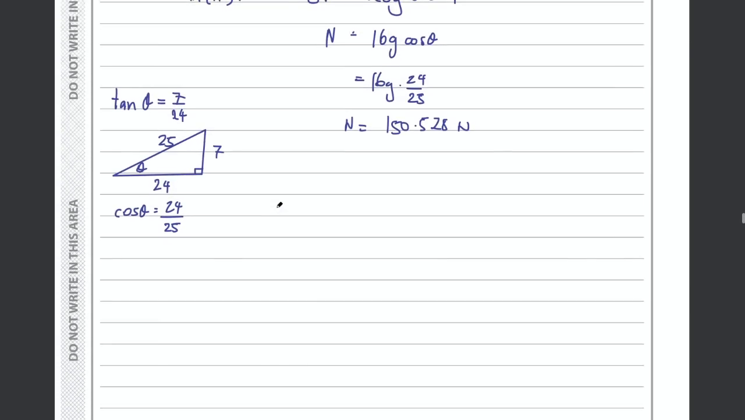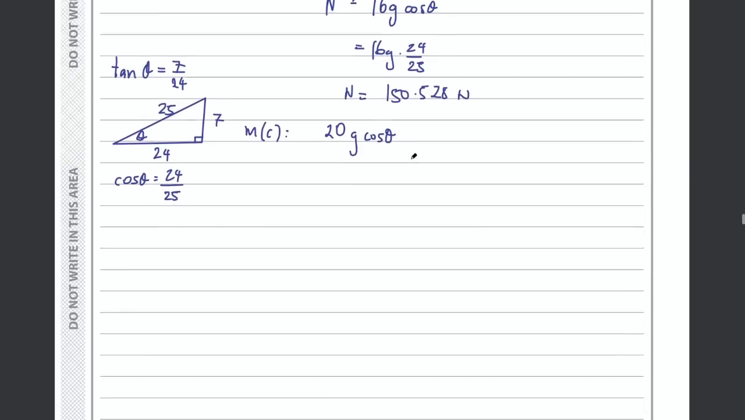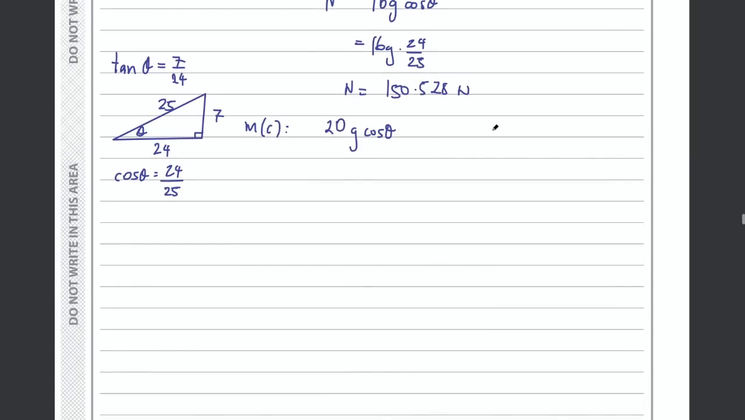So for moments around C, we have the weight, 20g cosine theta, multiplied by 1, which is 1 meter from C. I'll just point out I didn't make that point. So AC is 5 meters. This is at 4 meters. So that distance there is going to be 1. So we just multiply that by 1. So it's just going to be 20g cosine theta plus the frictional force multiplied by its distance, 5 times F sine theta, equals 5 multiplying that by its distance, 5R cosine theta.